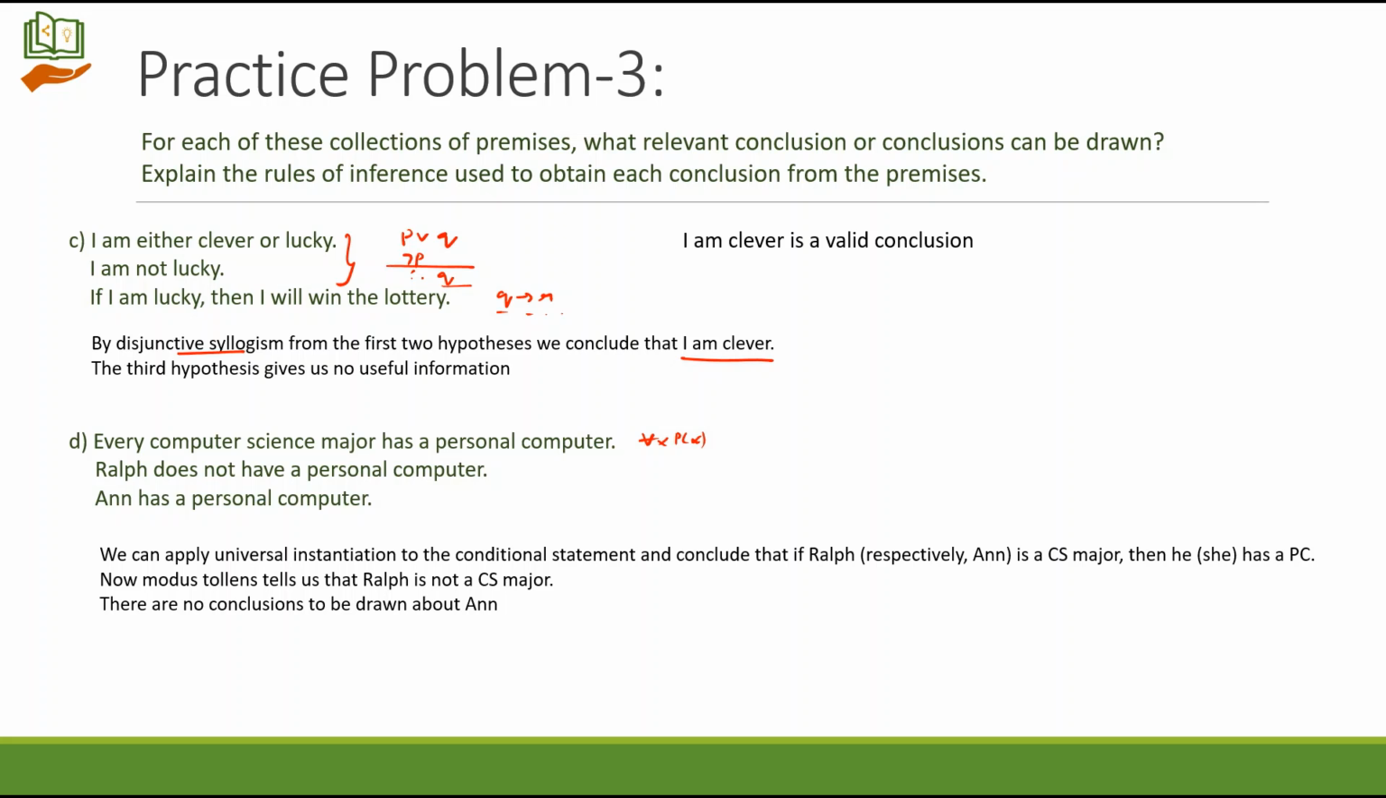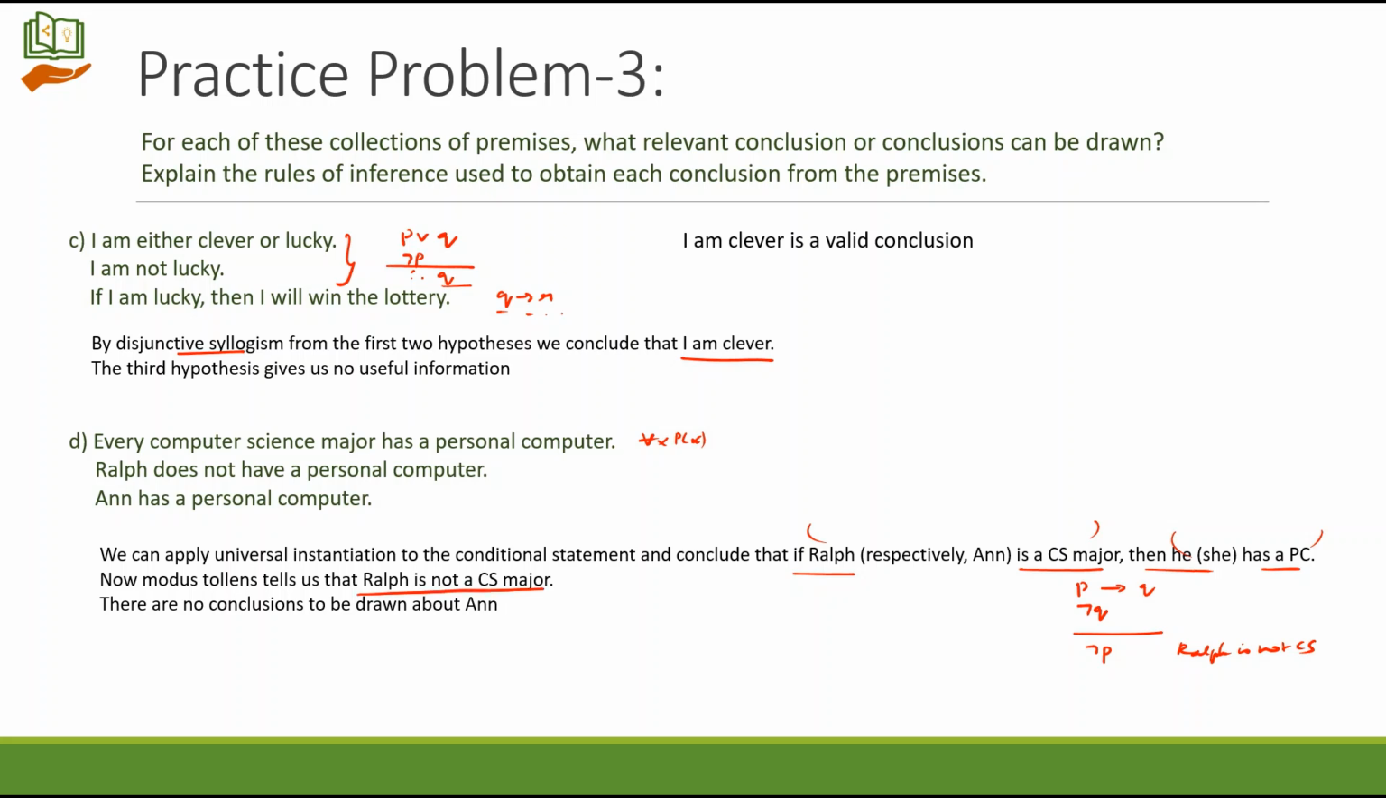So if Ralph is a CS person, then he should have a PC. So let's take only this part now. This will be P implies Q. Now they have told Ralph does not have a PC. Not having a personal computer is negation of Q. Based on Modus Tollens, we can say this is negation of P, which means Ralph is not a CS major.